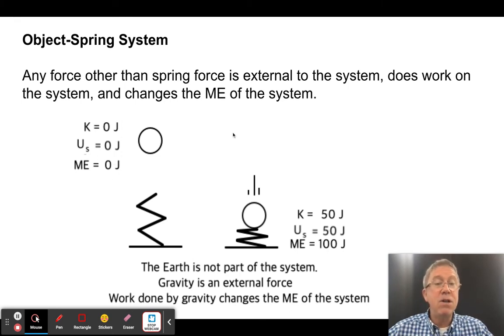Now, as it falls, gravitation is going to do external work on the system, causing it to gain kinetic energy. It's going to compress the spring. So the spring is going to gain 50 joules worth of spring energy, and it has 50 joules worth of kinetic energy. So the mechanical energy of the system went from 0 at this point here to 100 joules. So the system gained mechanical energy because of external work done by the gravitational force.